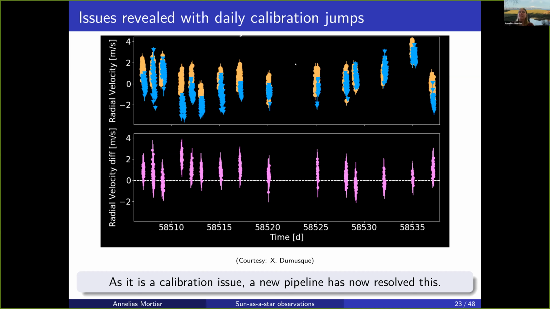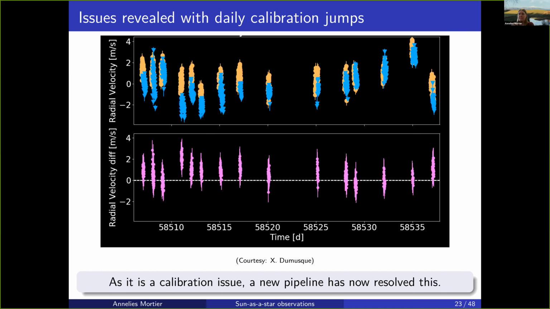Now, obviously, that was a sign that something is not going well. This is not supposed to do that. If you agree within a day, you should agree on longer timescales, and if you don't, that probably has something to do with your instrument, or rather with your calibration. So it turned out that the way we calibrated could be improved a lot.